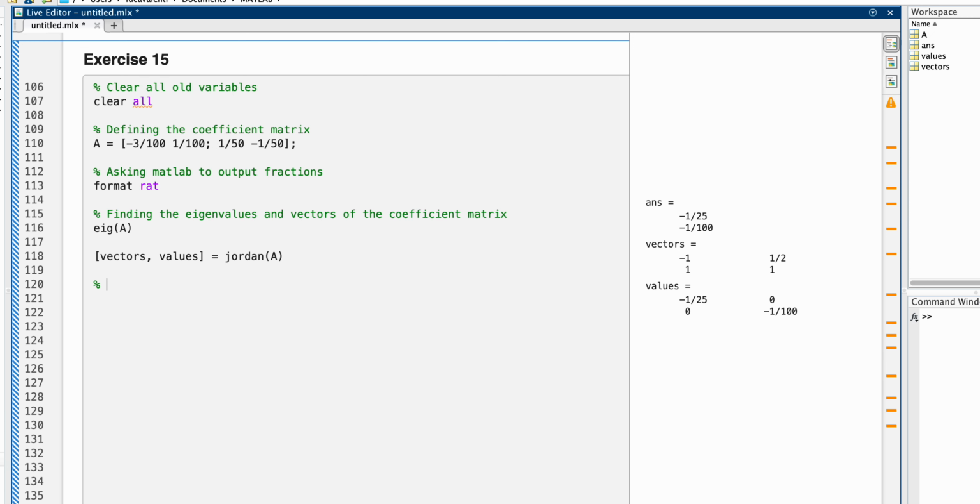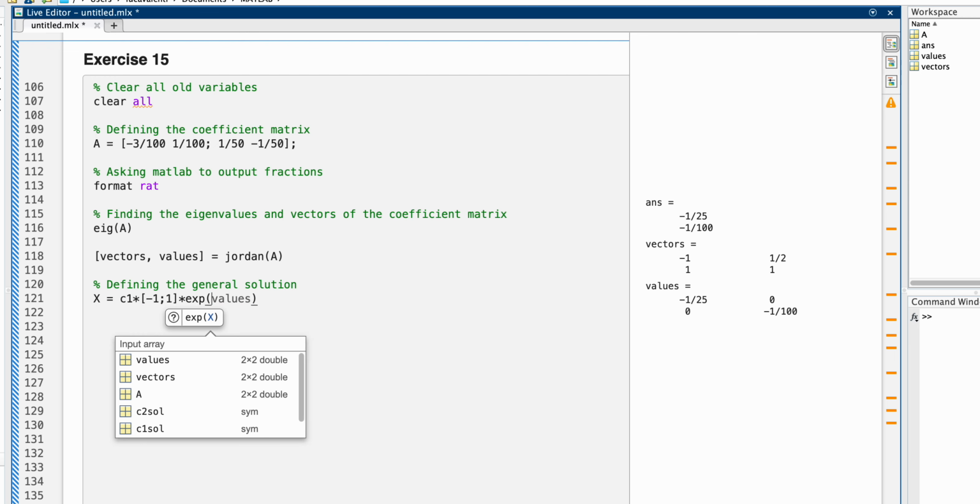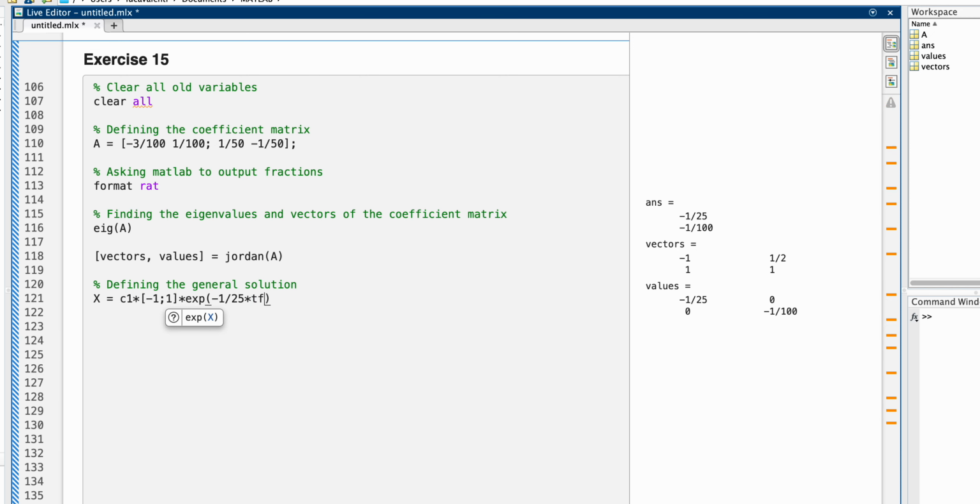So now we can already define the general solution, because with each eigenvector and eigenvalue, we get one solution. The general solution is going to be C1 multiplied by the first eigenvector, which in this case is -1 and 1, and then multiplied by e to the, this value over here, -1 over 25 times t. And then we're going to add C2 times the second eigenvector, which is 1/2 and 1. And then I multiply by e to the -1 over 100 times t.